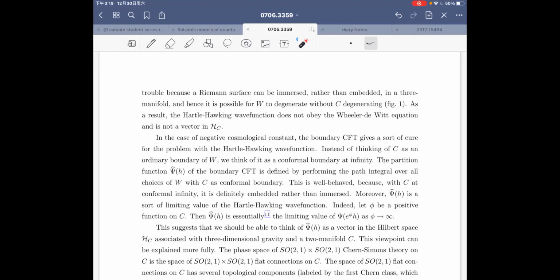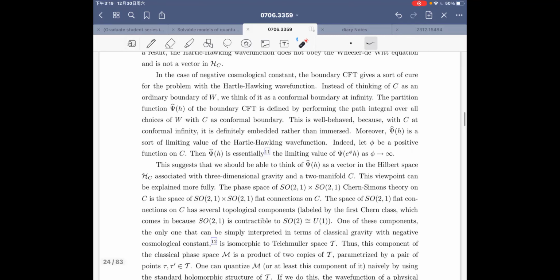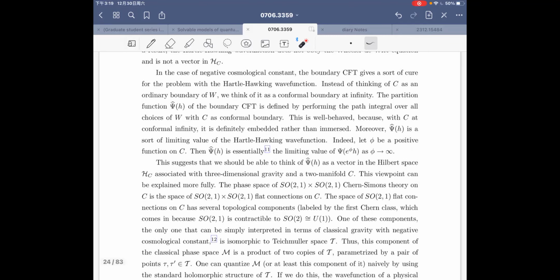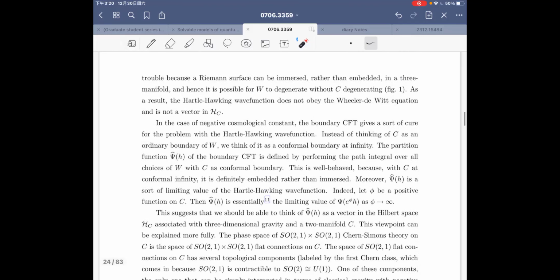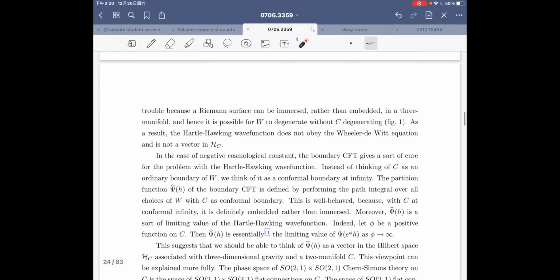But the fortunate thing is that when we have a negative cosmological constant, we can resolve this issue. That is, we just view C as a conformal boundary at infinity, then everything can be better. Okay, this is the end of the discussion for me. That's great. That's the end.